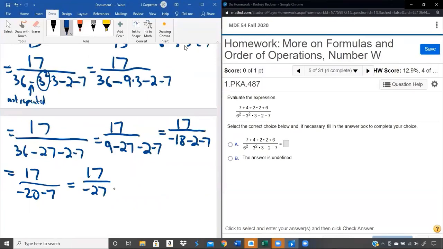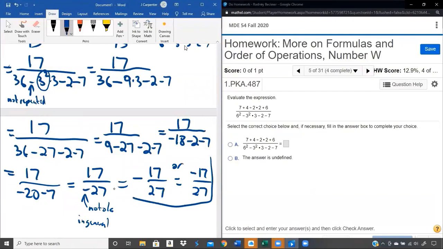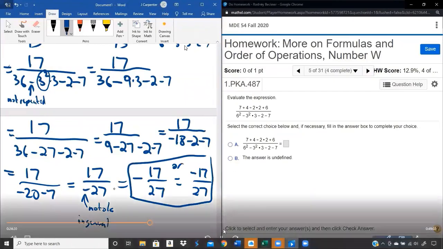Now, I'm not a fan of leaving negatives in denominators. This is not really okay in general. We need to have the negative in front of the fraction, like so. This is the exact same thing. Or we need to have the negative in the top, like this. These are the two versions that would be acceptable.